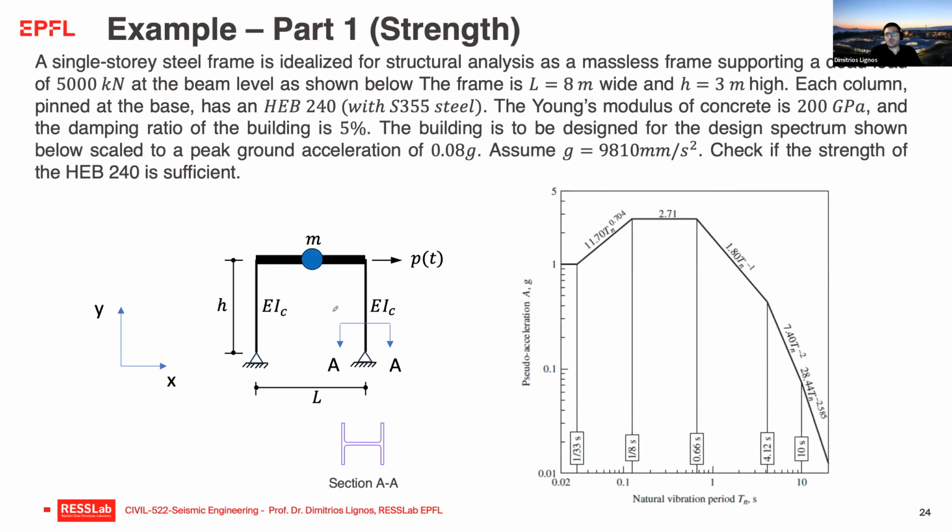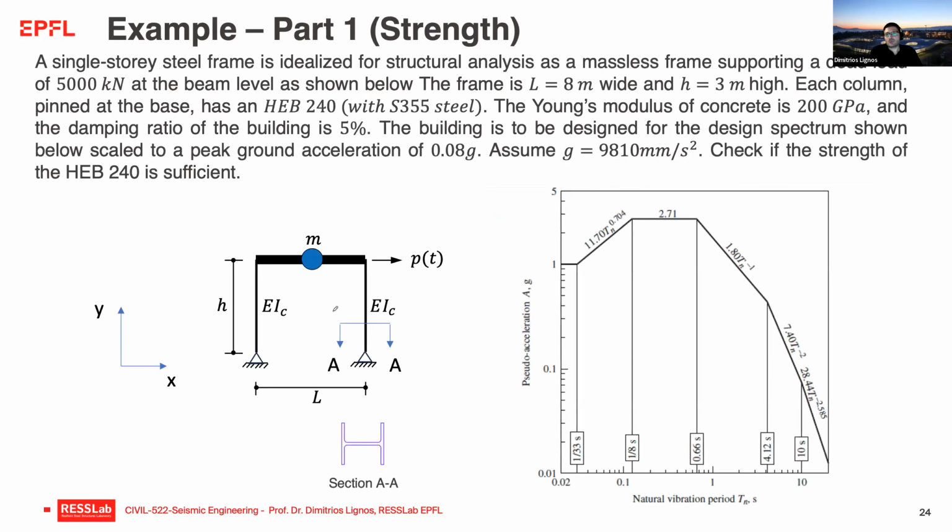Now, with that in mind, I have set up an example for you to understand the implication between respecting strength and respecting stability and drift limits, and the associated implication in the design process. So for this, I'm going to illustrate these two concepts with a single story steel frame that you see here.